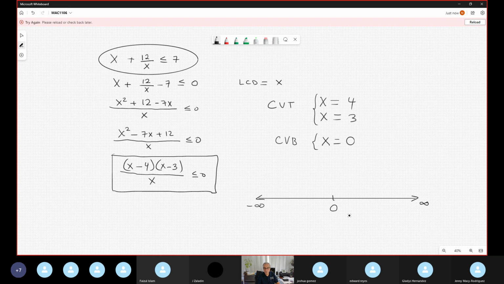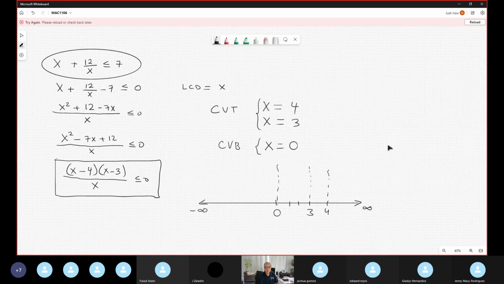0, partition. 1, 2, 3, partition. 4, partition. What is the next step? Pick test points. Exactly. Help me to select any testing point that you consider good.